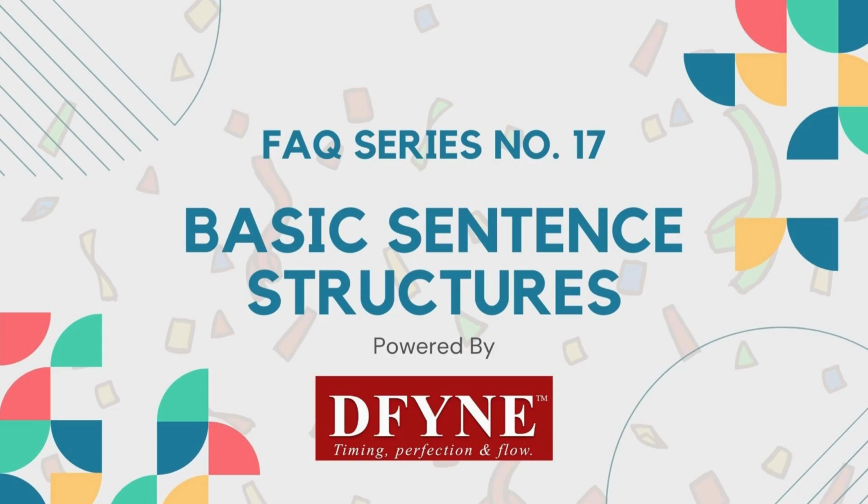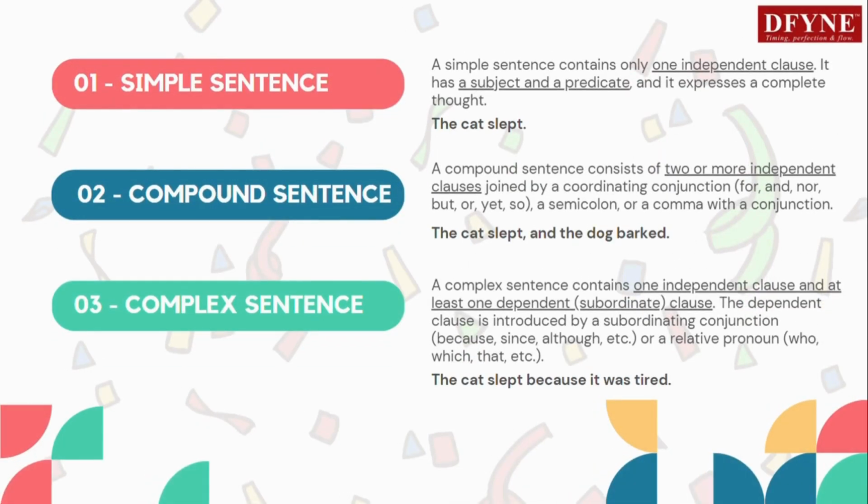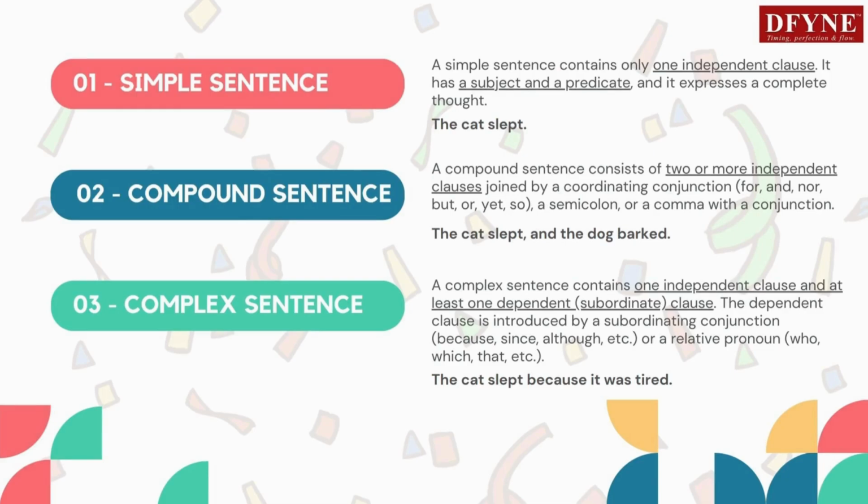This series is powered by Define, and today we will look at sentence structures. There are three basic types of sentence structures: simple sentences, compound sentences, and complex sentences. A simple sentence contains one independent clause or a complete thought with a single subject and its predicate. The cat is the subject, and slept is the predicate.